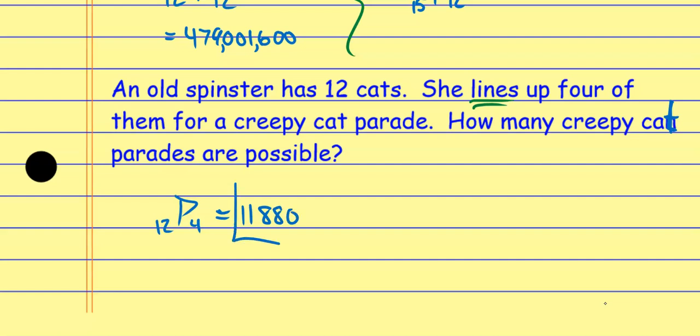Okay? But again, look for those keywords. The keyword like arranged means putting things in order. Lining things up is telling us that order matters, okay? And so watch out for those things.